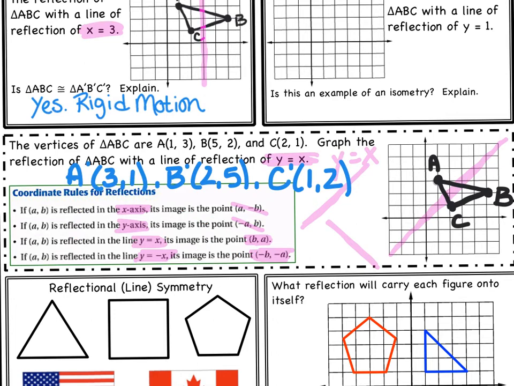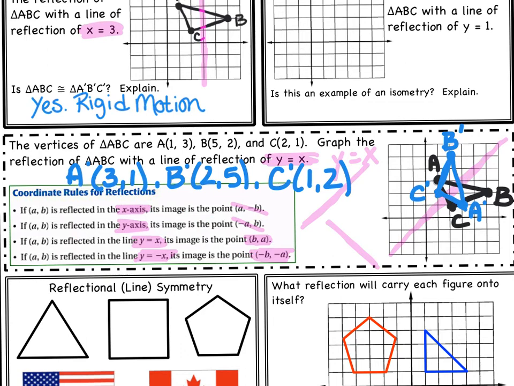So over 1, 2, 3 and up 1. So that's A prime. Over 1, 2, up 1, 2, 3, 4, 5. And that's B prime. And then over 1 and up 2, and that's C prime. And I have my new triangle.